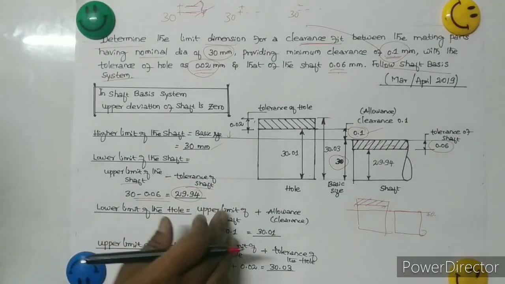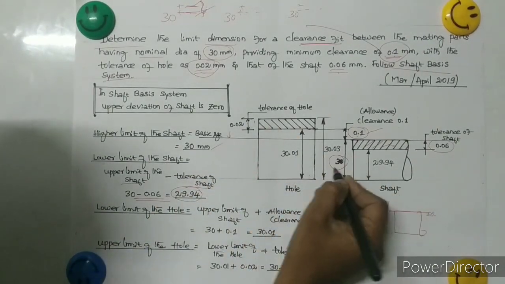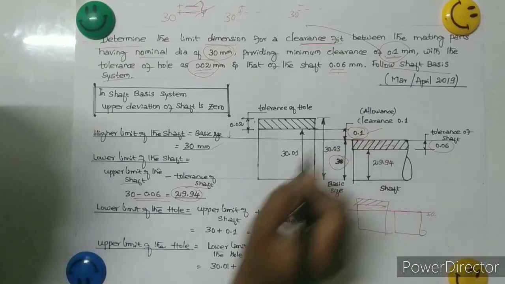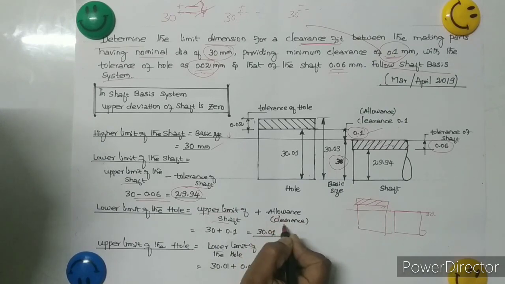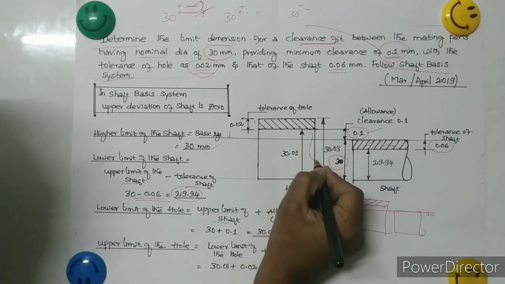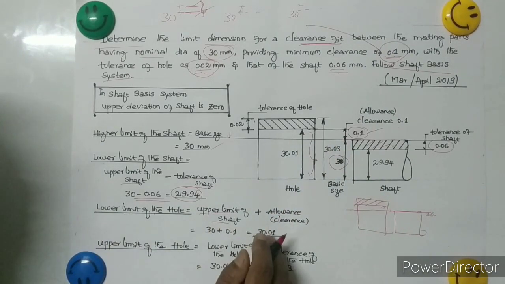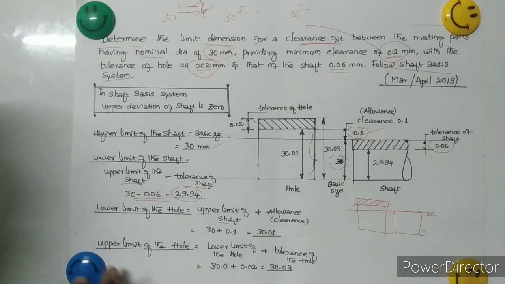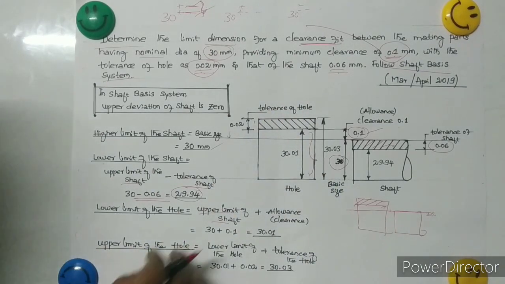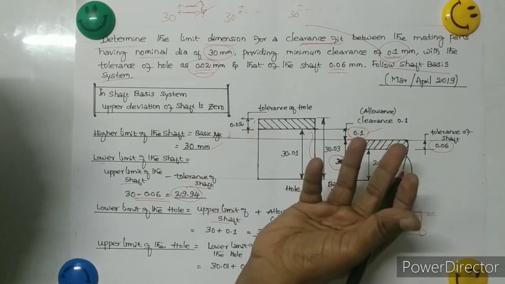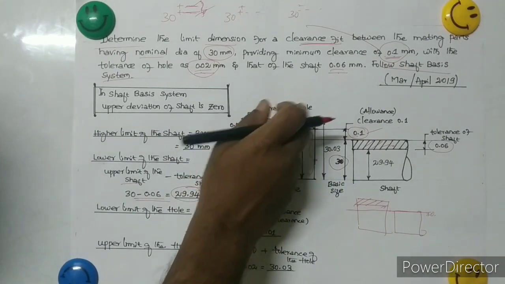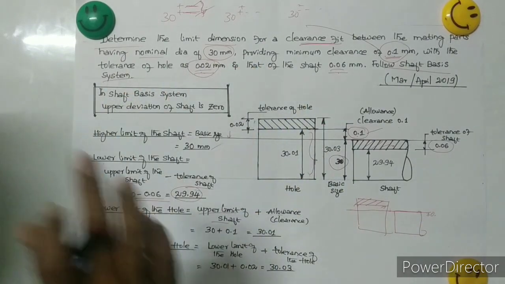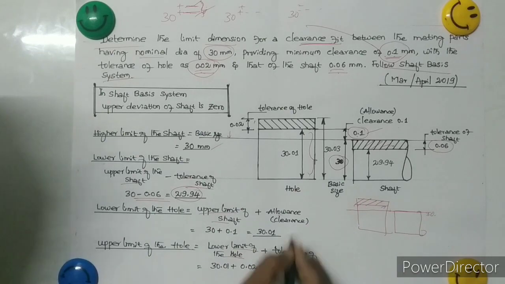Then the lower limit of the hole. As I told, what is the lower limit of the hole? The upper limit of the shaft plus the allowance, that is the clearance. If I add these together, that gives the lower limit of the hole, 30.1 mm. Now the upper limit of the hole. It is very simple: the lower limit of the hole plus the tolerance of the hole. The tolerance of the hole is given here, 0.02, so the upper limit of the hole is 30.12.